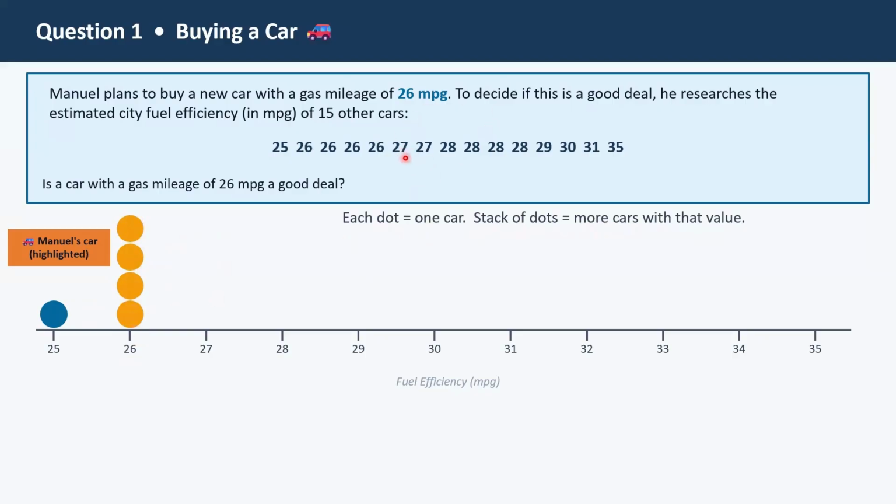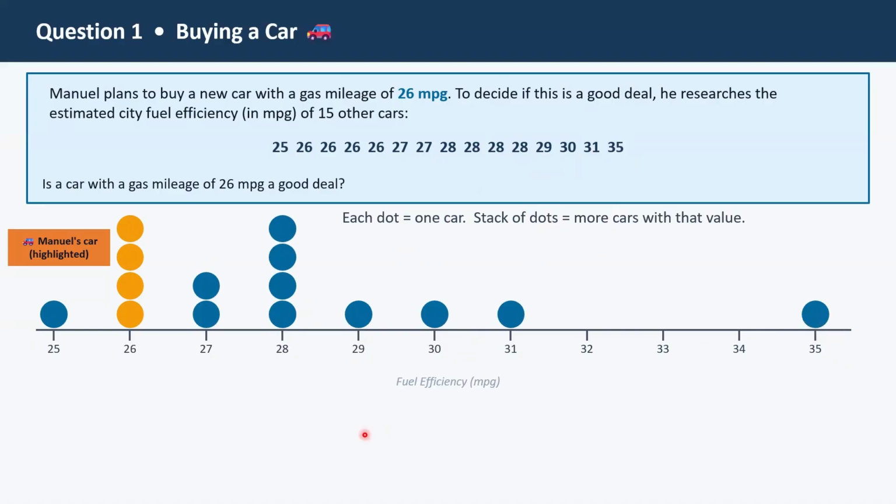Similarly, there are two 27s. So this is one car with 27 miles per gallon fuel efficiency, and this is another car, so two. Similarly, there are four 28 values, so let's go ahead and put the four dots. There is one 29, so one dot, with 30, one dot, with 31, one dot, and with 35, one dot.